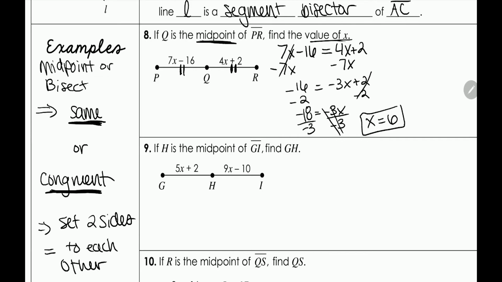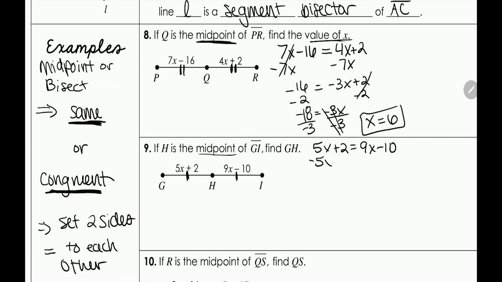If you have the word midpoint or the word bisect, then the two segments are congruent to one another. You just set them equal to each other and solve. So this one, again, we have the word midpoint. So since H is the midpoint, these two segments it created are the same. They're equal to each other. They're congruent. So we need 5x plus 2 is equal to 9x minus 10. Put the equal sign in between them and solve.